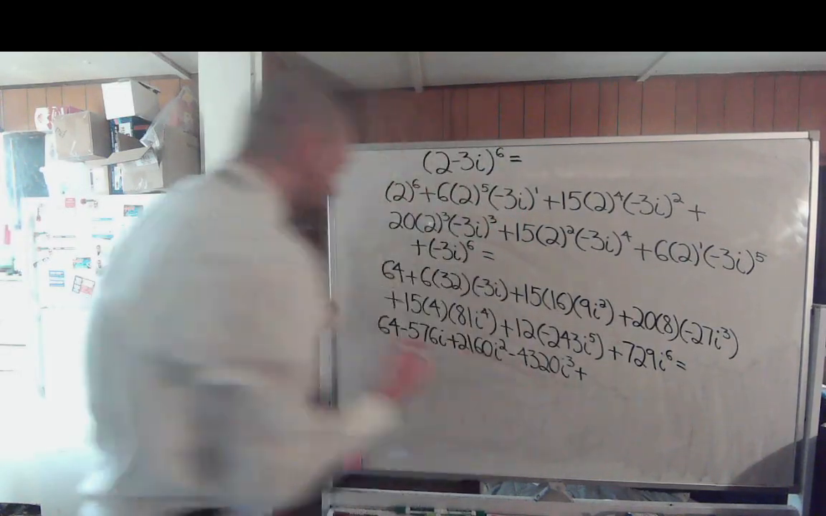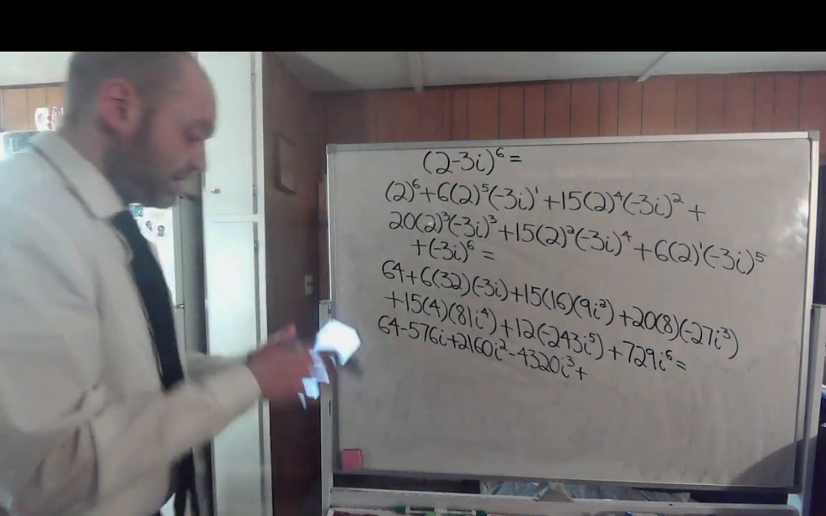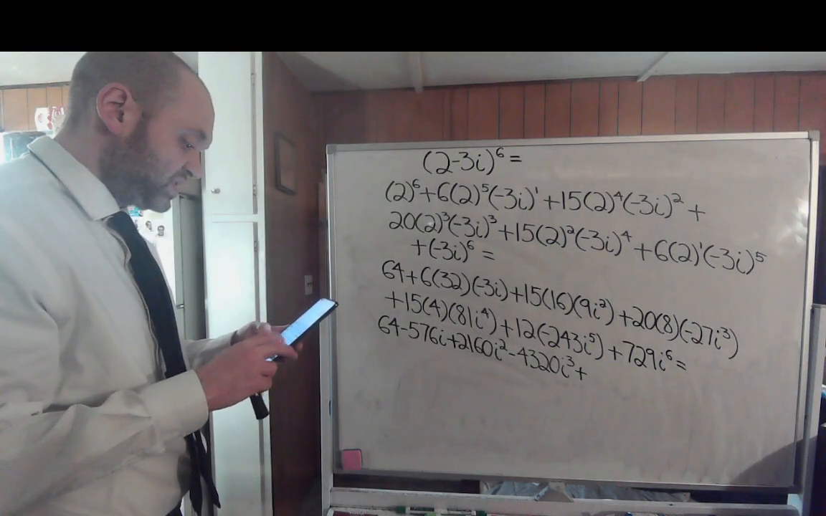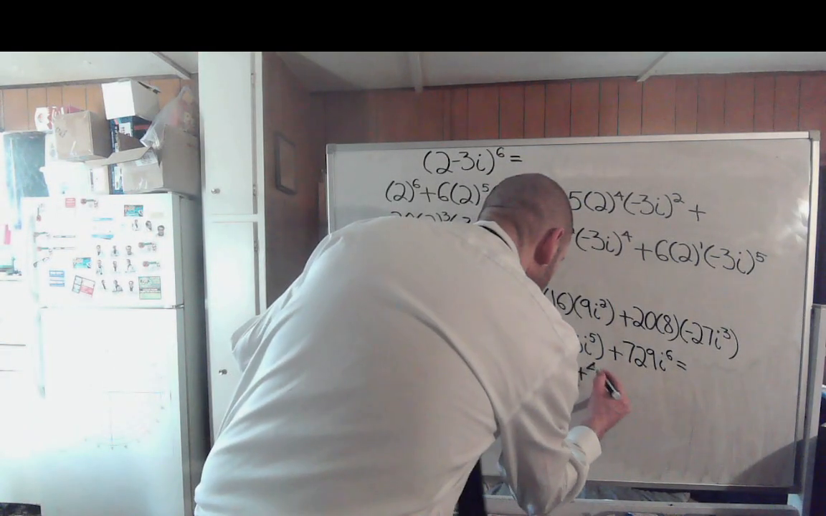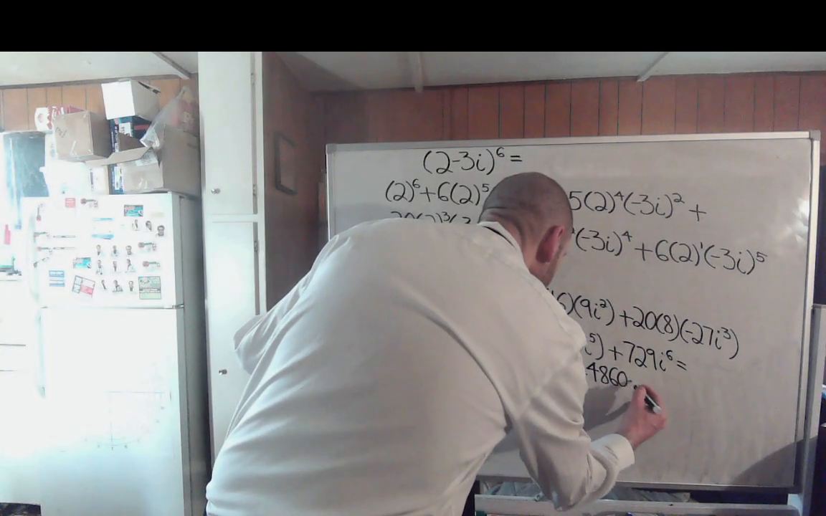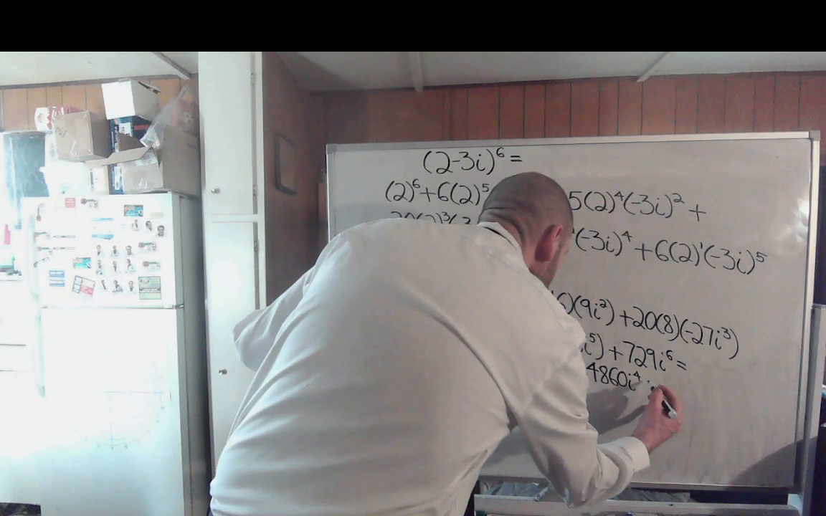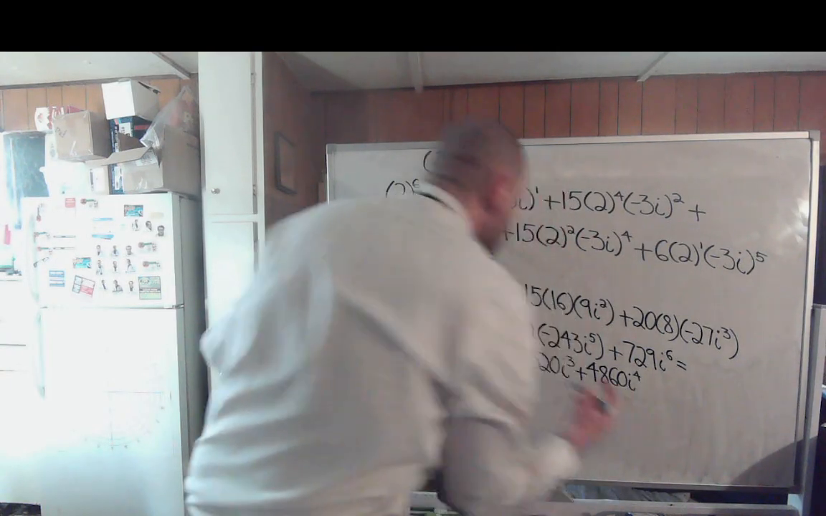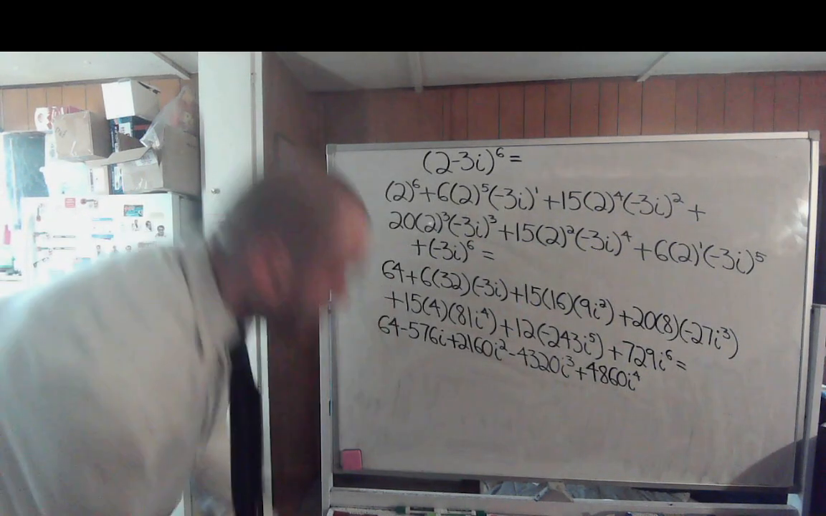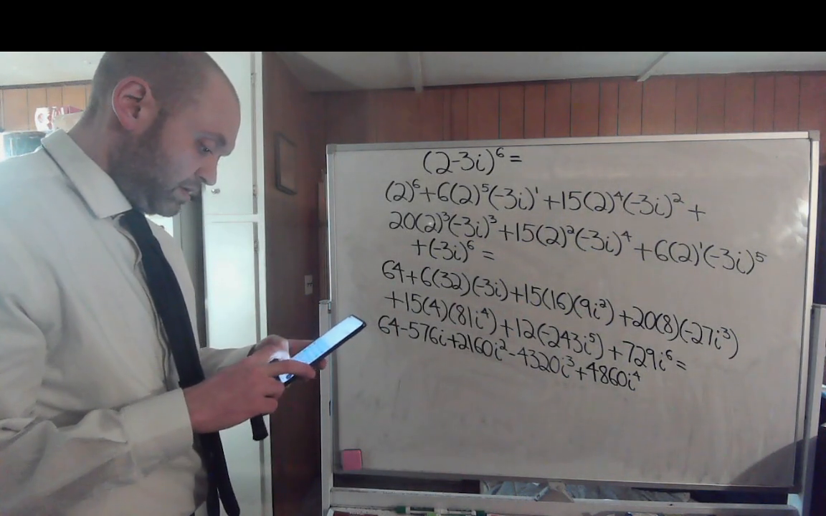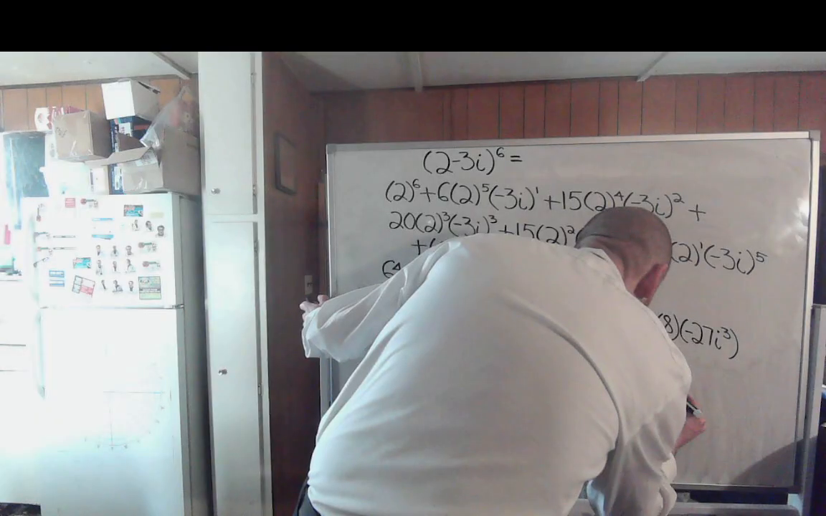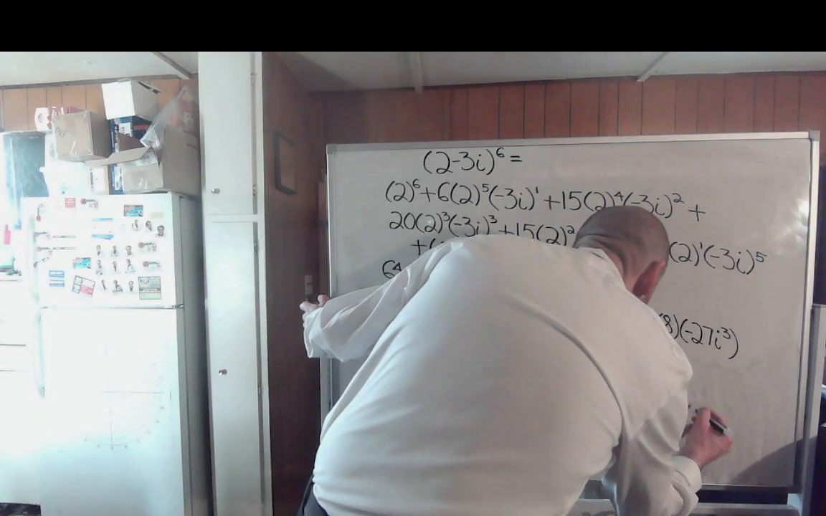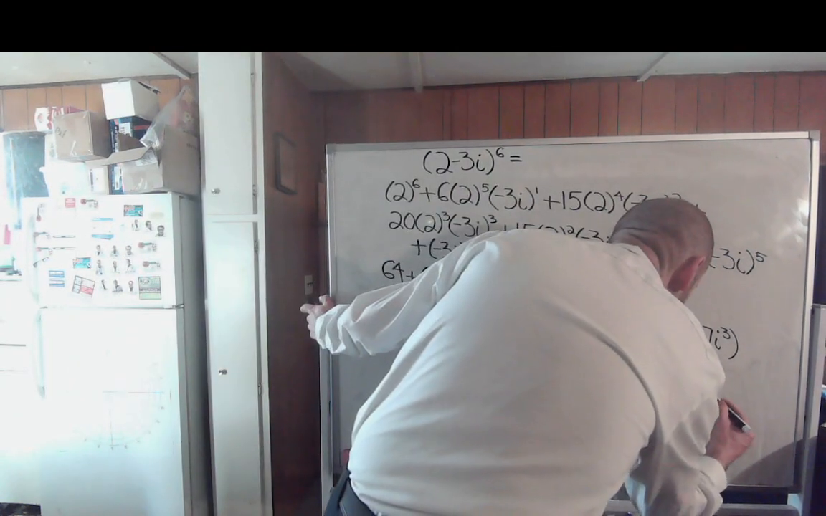Plus now we have to take 15 times 4 times 81. So 15 times 4 is 60 times 81. That's 4,860i to the fourth. Now we got to take 12 times negative 243. That's minus 2,916i to the fifth, plus 729i to the sixth.